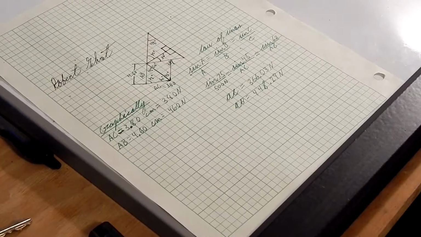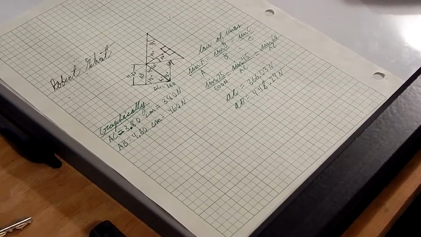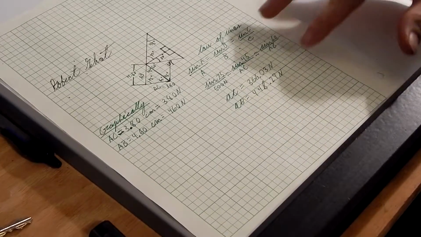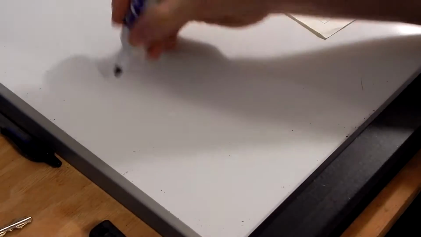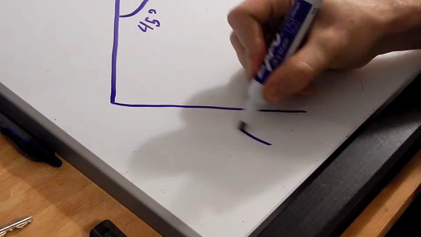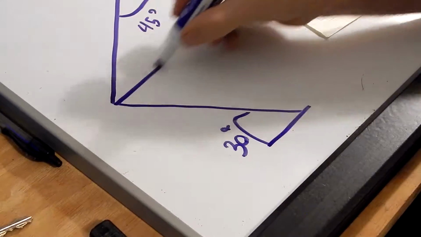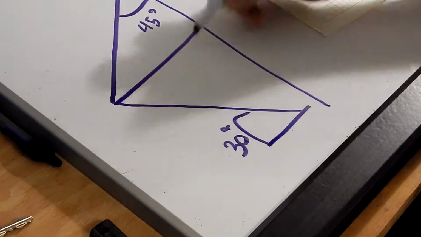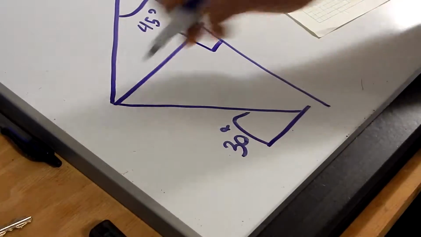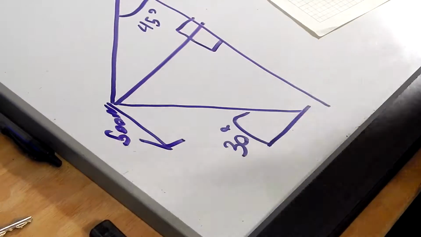So hopefully, I hope you can see this well enough. As per the assignment, we were given our angles of, here, I'll even draw it out for you, 45 degrees and 30 degrees. And I know this isn't precise or anything like that, but you get the gist. And we were given a force of 500 newtons.